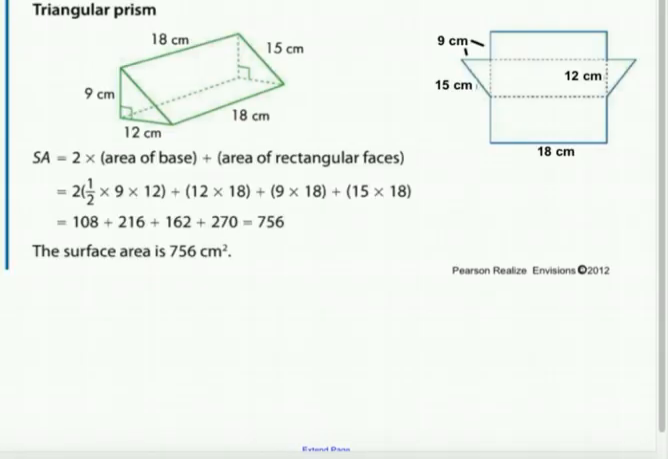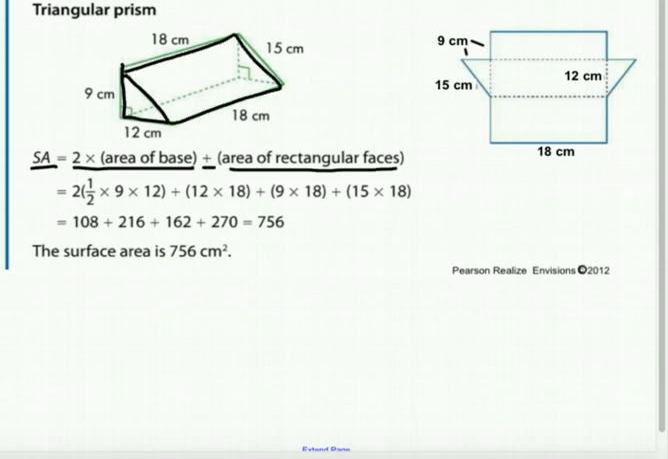Let's take a look at the triangular prism and how you come up with the surface area for one of those. Okay? So of course, all you have to do is understand that the surface area would be 2 times the area of the base plus the area of the rectangular faces. All right? Now, a lot of times it makes it a lot easier if you take your polyhedron and convert it to the net, and then you just relate the measurements of your polyhedron to the measurements of your net.